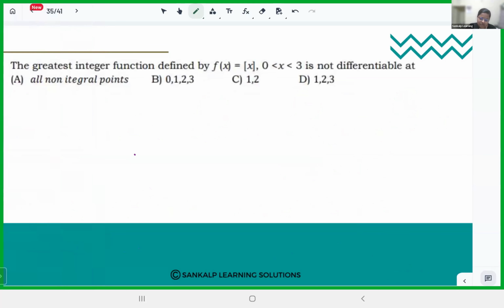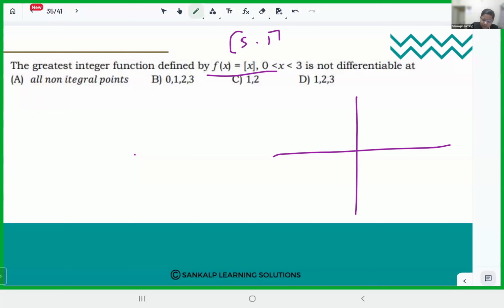Now, the greatest integer function defined by f of x is equal to the greatest integer, 0 less than x less than 3. It is not differentiable. So, we know the graph of the greatest integer function. Greatest integer means the greatest integer that is less than or equal to the given value, which means if you are given 5.1, what is the greatest integer less than or equal to 5.1? It is nothing but 5. So all the answers of this greatest integer function will be integers, right? So the graph is like this, right? The graph will be like this.